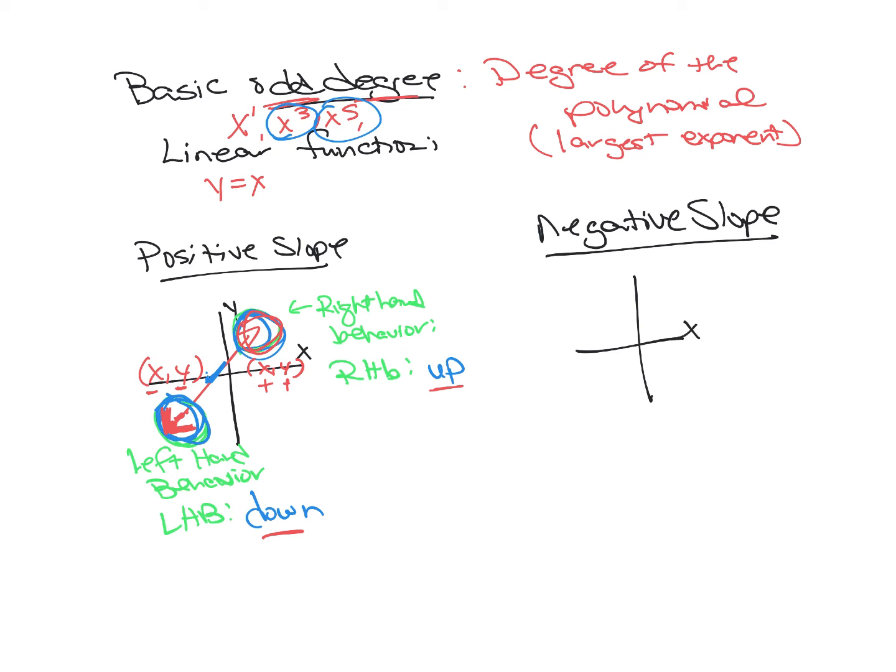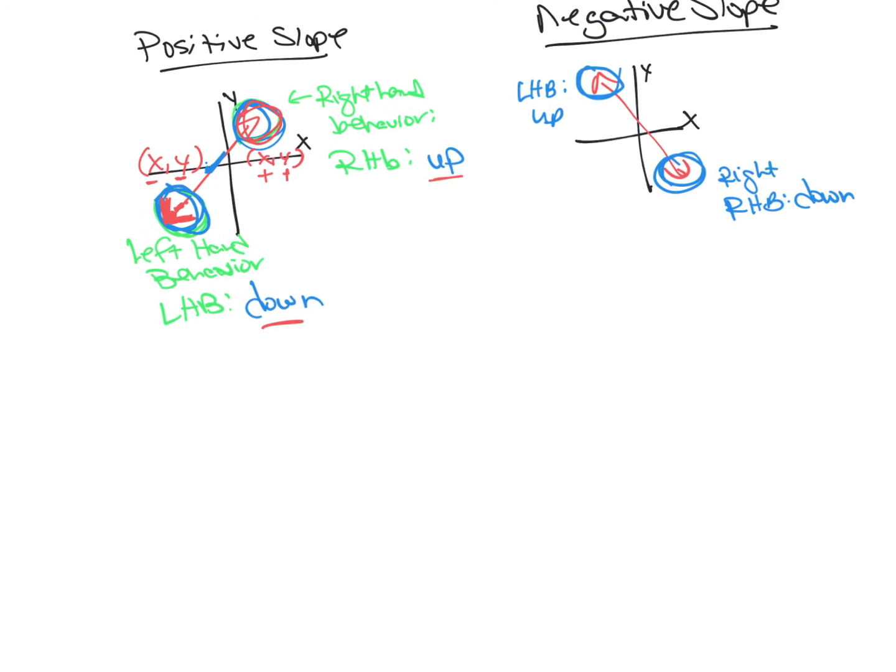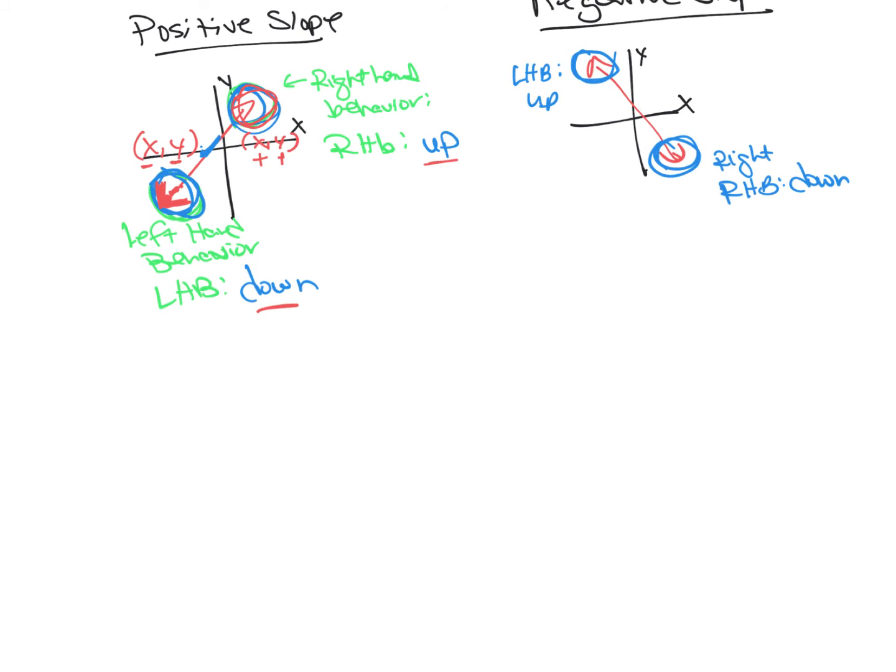A negative slope, we just think of our most basic function. Your slope looks like this, right? So we're looking at these opposite quadrants. So this is my left-hand behavior is going up, and my right-hand behavior, so I'm going to say RHB, is going down. Okay, so we're going to use this information and we're going to actually look at a graph here, or a function.